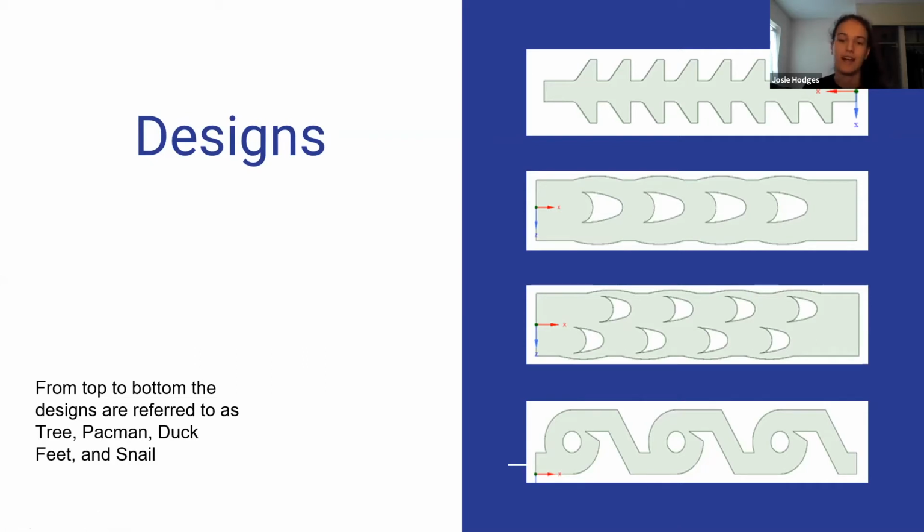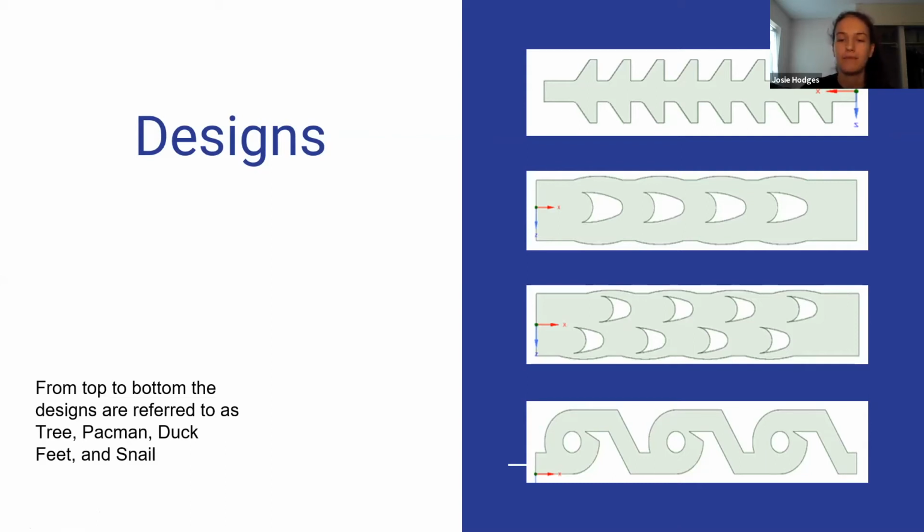And then from that design, I had the idea for the duck feet design right under it, which is just kind of an increased Pacman. It's a little more intricate. And I thought if Pacman works well, then this design should work well too.